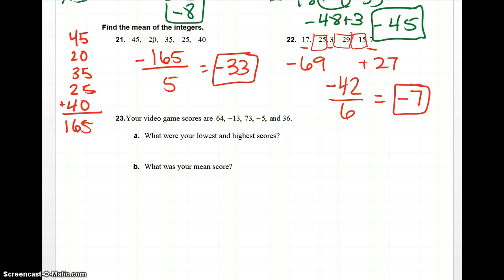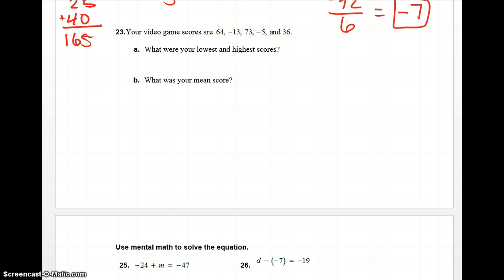Now 23 says your video game scores are 64, negative 13, 73, negative 5, and 36. What were your lowest and highest scores? So this is, again, just making sure we understand the ideas of negative and positive. Our lowest score would be negative 13. And our highest, so the biggest number, will be the largest positive, which is 64.